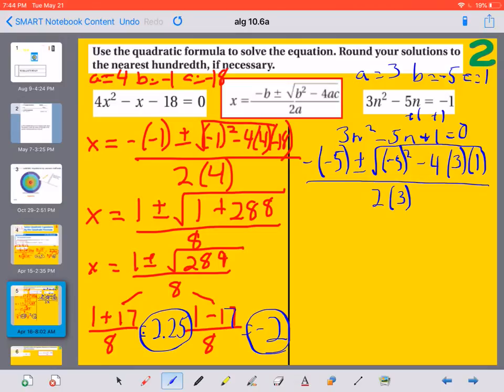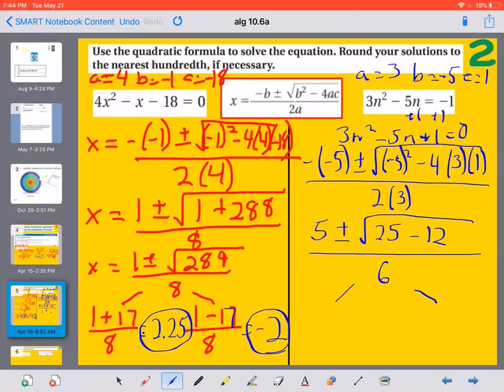Alright, so a negative 5, that's going to be a positive 5, plus or minus the square root of negative 5 squared is 25, minus 4 times 3, which is 12, times 1 is still 12, so minus 12, divided by 6. I'm going to split that off into 2. 5 plus the square root of 13.